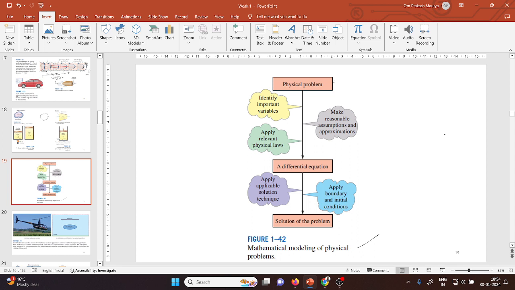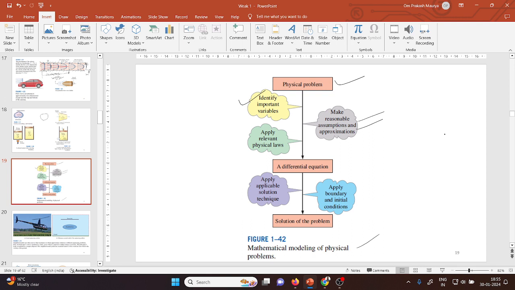Initially, let's suppose you have a physical problem. What will you do? This is a very, very important concept: how we move from physics to mathematics. Then identify the important variables, which variable is independent and which is dependent, causing the physical problem. Now after that, make reasonable assumptions and approximations.